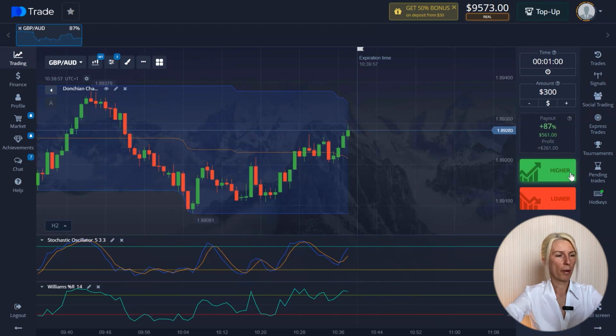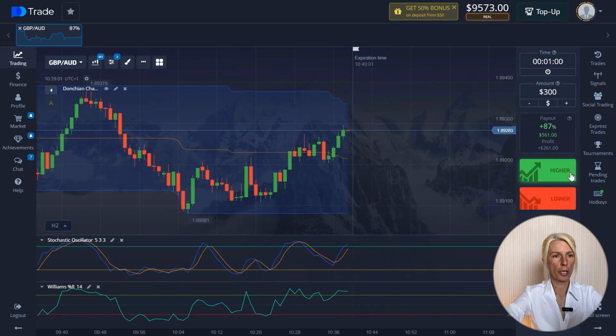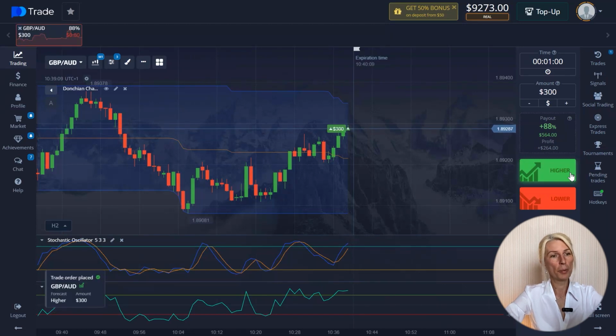Look at the chart. The price continues to grow, but the Williams line is already starting to take a horizontal position. Also, the stochastic lines are still steadily growing. Two different signals, but I open an up trade for 1 minute with $300 in, and here's why.